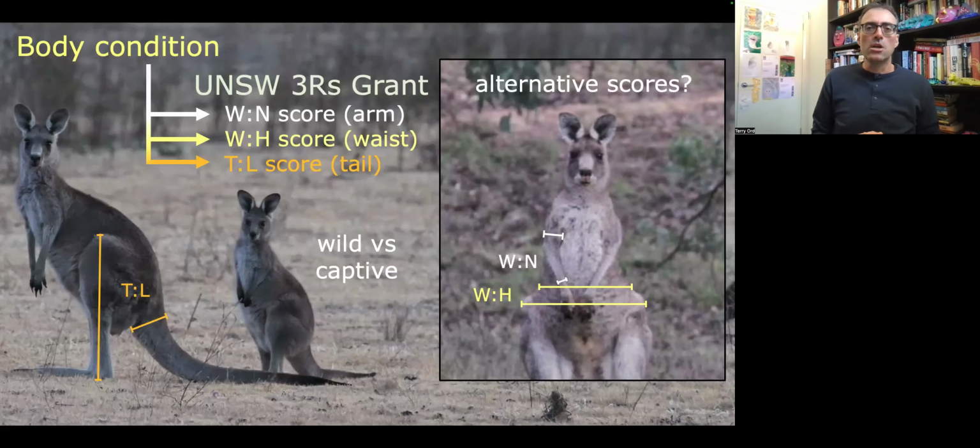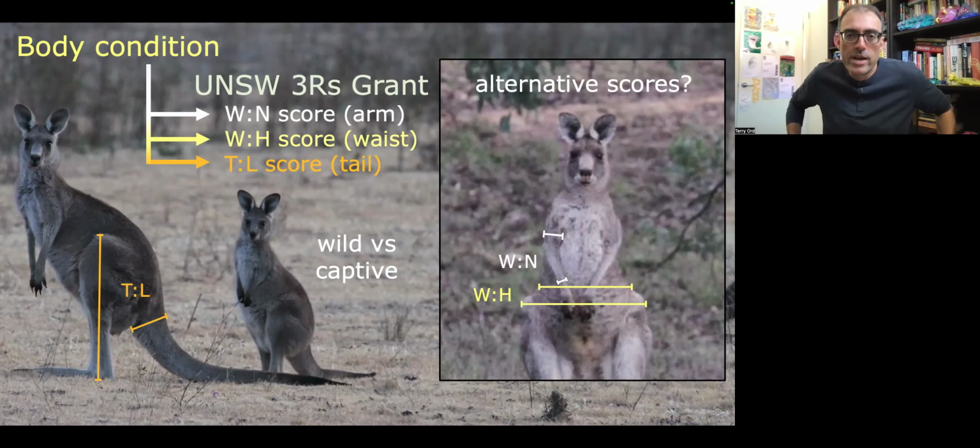And so we've recently got a grant from the UNSW's 3Rs grant scheme to try and explore this condition score and a bunch of other ones. The hip to waist ratio, it's very reminiscent of what we have in humans. In macropods, they store fat in their tail. So we're trying to figure out whether we can use the width of the tail relative to body size as another condition score.